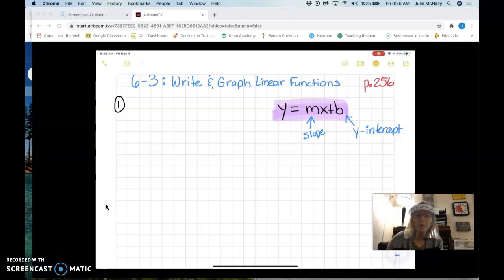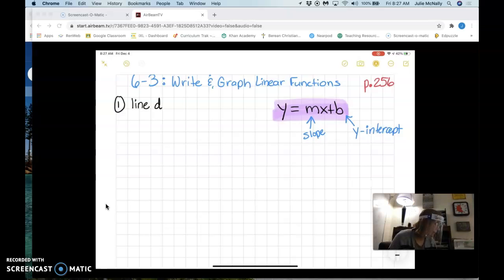Okay, so for numbers 1 through 6, it gives us a graph in the book on page 256. So you need to have your book out so you can follow along. And it says look at the lines and then write a formula for the line based on the information you have in the graph. So we're going to use this formula right here, the slope-intercept form, to write our formula for these lines in this first section. And remember, your M is your slope and your B is your Y-intercept, or wherever that line crosses the Y-axis. So those are the information pieces that we're going to need to write this equation.